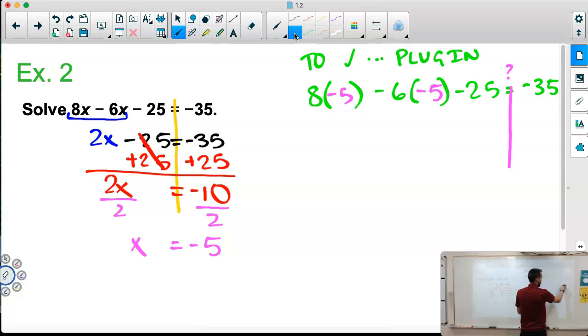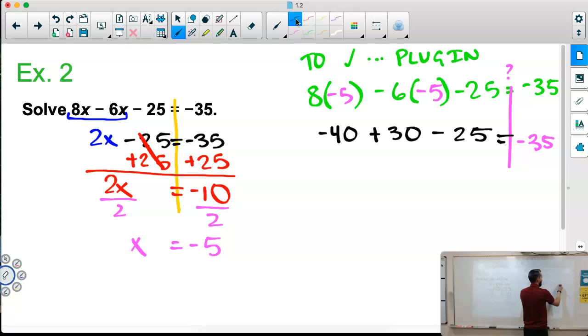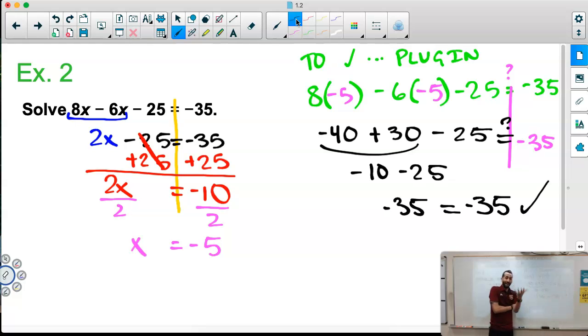On the right side, I don't have to do anything. But on this side, there's some math to do, and I'm going to solve this. I've got negative 40 plus 30 minus 25. Okay? And I'm asking, is that equal to negative 35? Well, negative 10 minus 25 is negative 35, and that equals negative 35. So anywhere it asks you to check, all they're asking you to do is solve this way and take your answer and plug it back in.